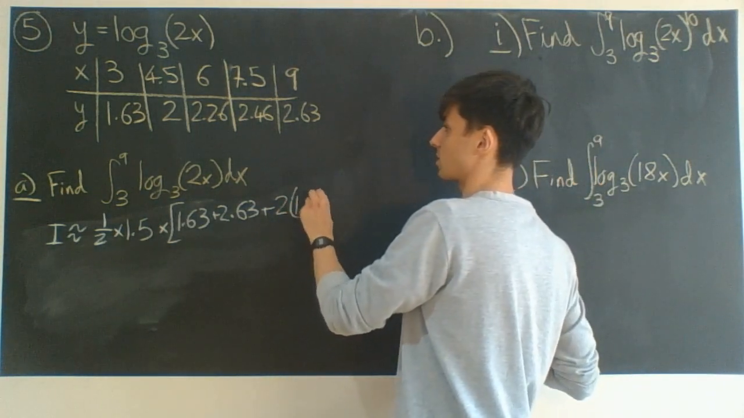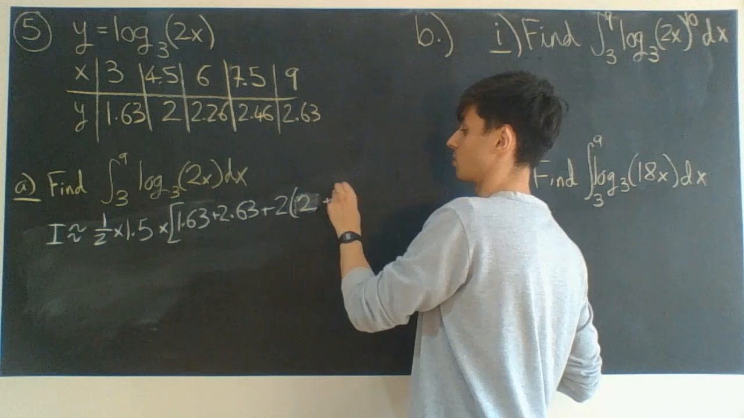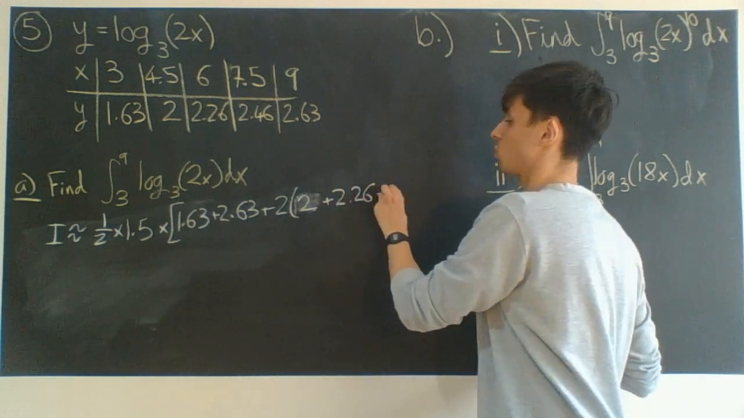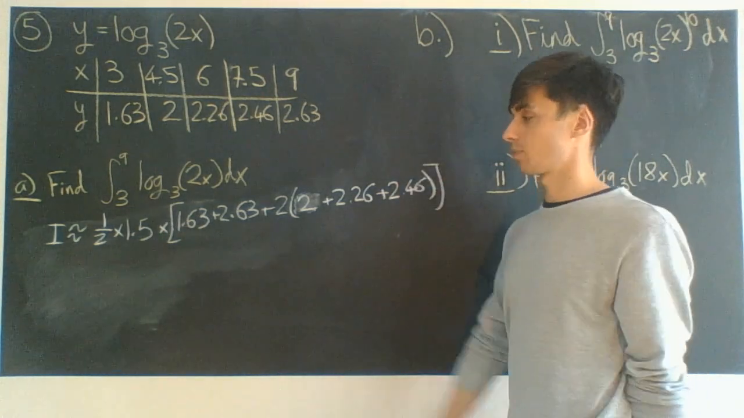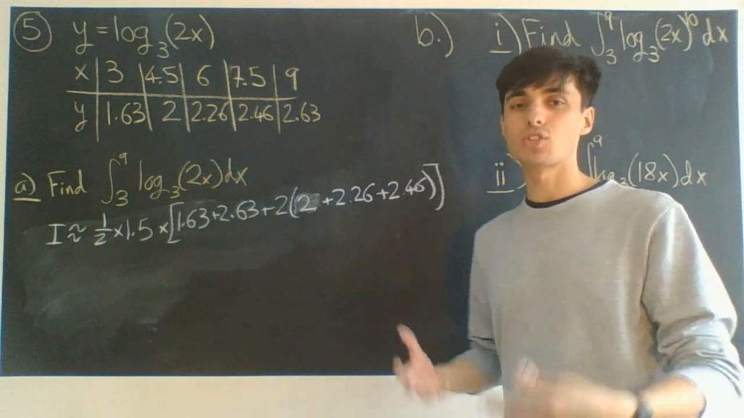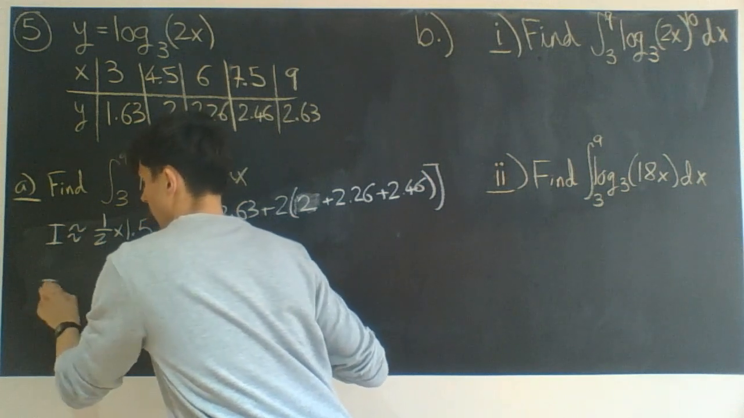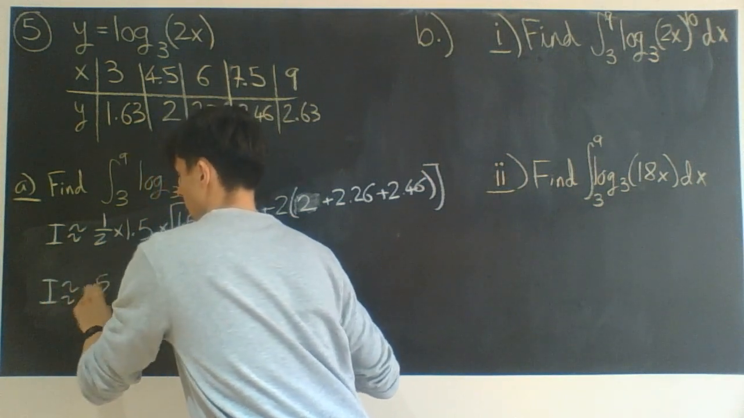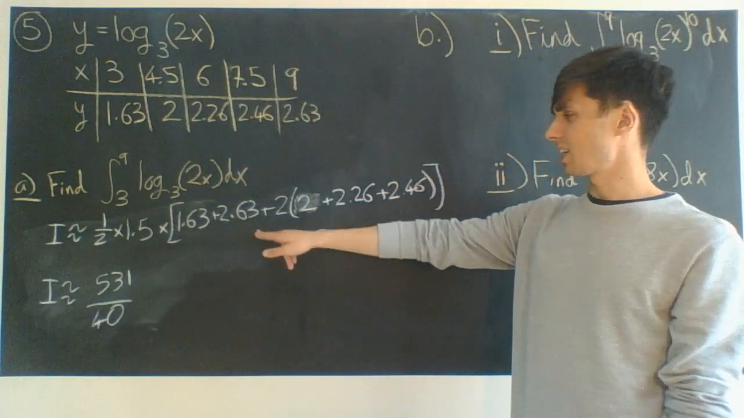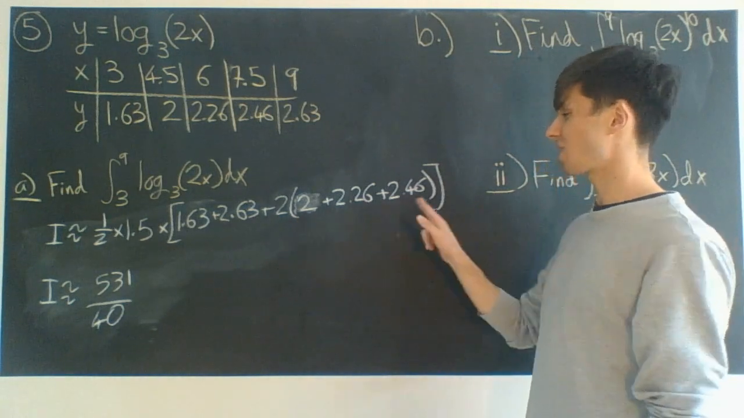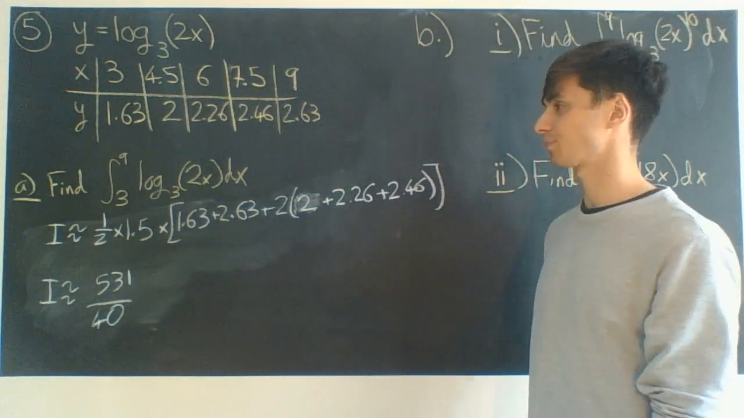We've got 1.63, oh sorry, we already used that. We've got 2, 2.26 and 2.46. They all feature twice. At this point, it's just putting it into your calculator, and the answer that you should come out with is your integral. It's approximately equal to 531 over 40. Key things to watch out for with this are making sure your brackets are in the right place and you close the brackets that you've opened so it all comes out neatly.